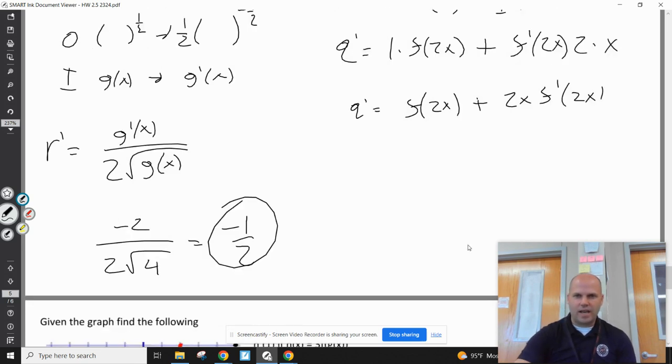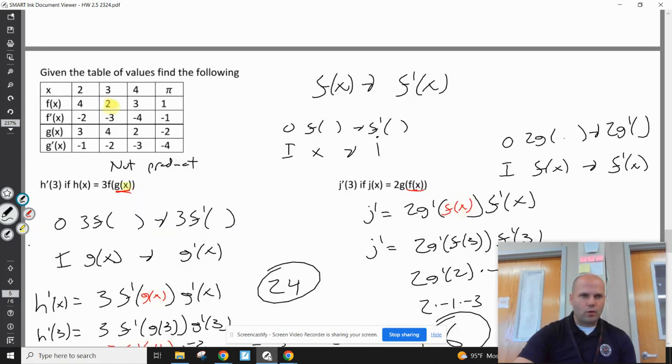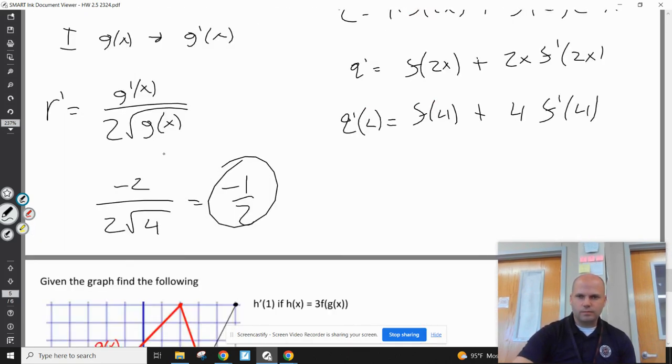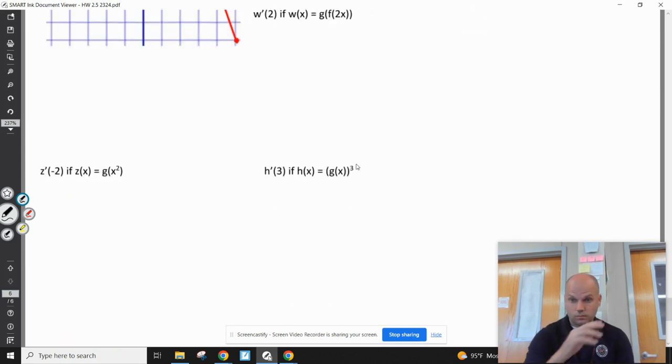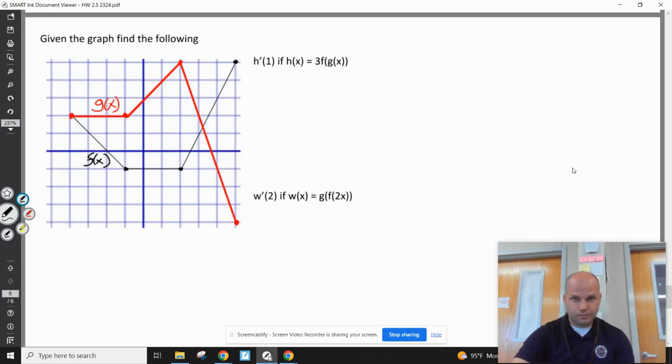I plug in 2, I get f of 4. I got 4 f prime of 4. This is q prime with 2 plugged in. F of 4 is 3. F prime of 4 is negative 4. Negative 13. All right, good.